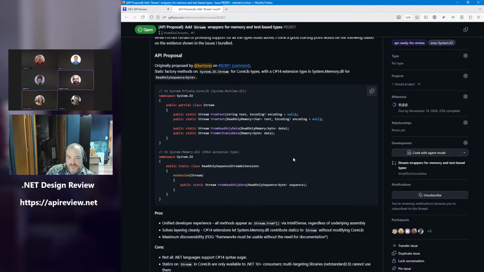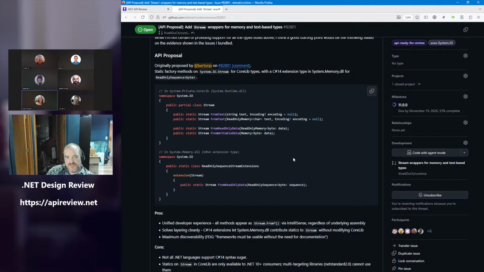Can you explain first, Amal, why we need this extension method in the first place, and we go from there. Okay, so should I present them? Okay. Yeah. Okay, so this issue started from the beginning. This issue is a proposal for adding standardized stream wrappers to the BCL for commonly used in-memory types like the ones you can see here: read-only memory of byte, and read-only sequence of byte. This was discussed previously in API review.